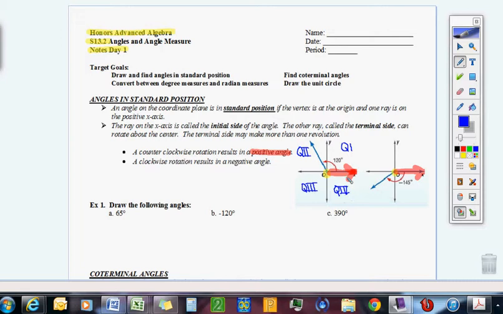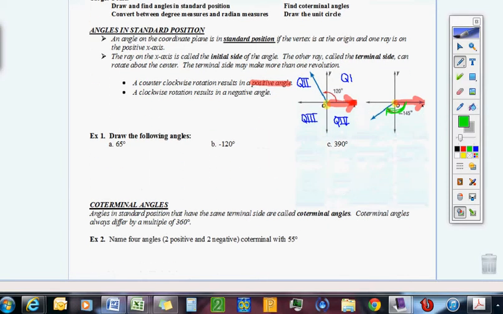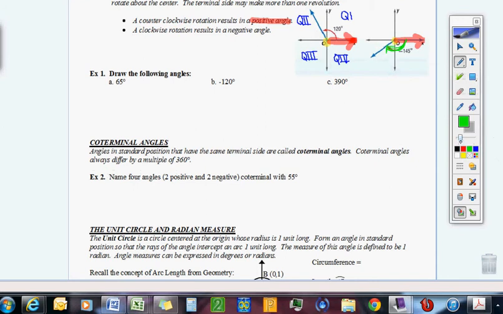So as I rotate through the quadrants, quadrant 1, quadrant 2, quadrant 3, quadrant 4, that's the direction that I'm going to create my angles in. If I rotate the other direction, for example here in this second diagram, I have rotated backwards now through the quadrants, so that is a rotation of a negative angle, negative 145.